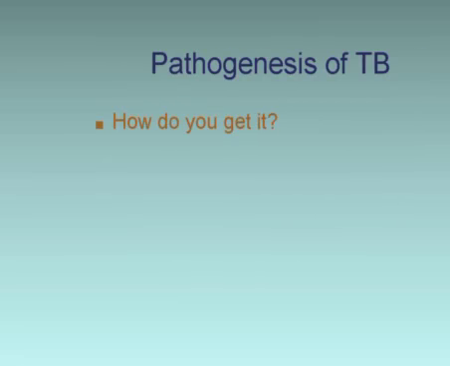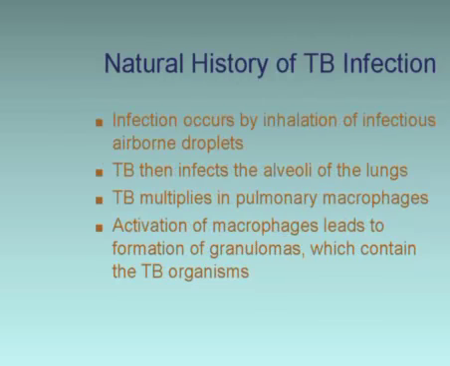So how do you get TB? How does somebody actually catch it? If 1/3 of the world's population is infected, why is it so easy to get? Well, it happens because TB is in the air. It's an airborne disease. You get infected by breathing in the infectious airborne particles. TB then settles in the lungs because you breathe it in. And then the TB multiplies within the lungs, in the macrophages inside the lymphatics of the lungs.